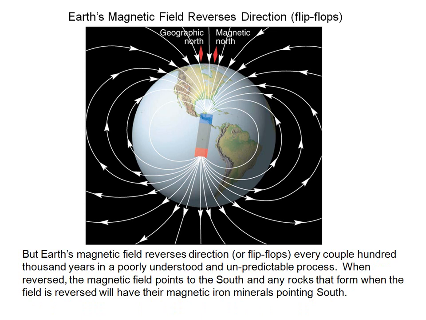But Earth's magnetic field reverses direction, or flip-flops, every couple 100,000 years in a poorly understood and unpredictable process. When reversed, the magnetic field points to the south, and any rocks that form when the field is reversed will have their magnetic iron minerals pointing south.